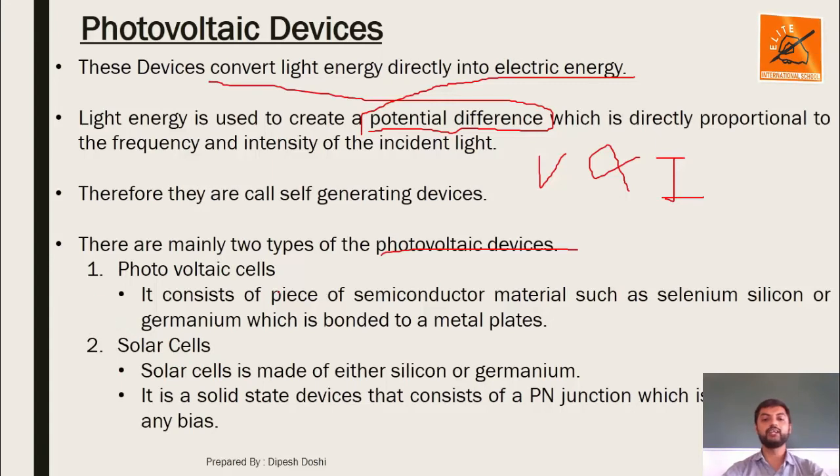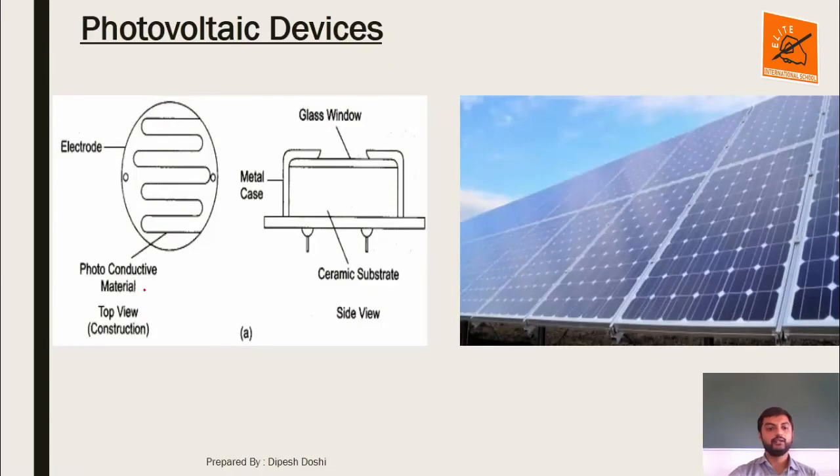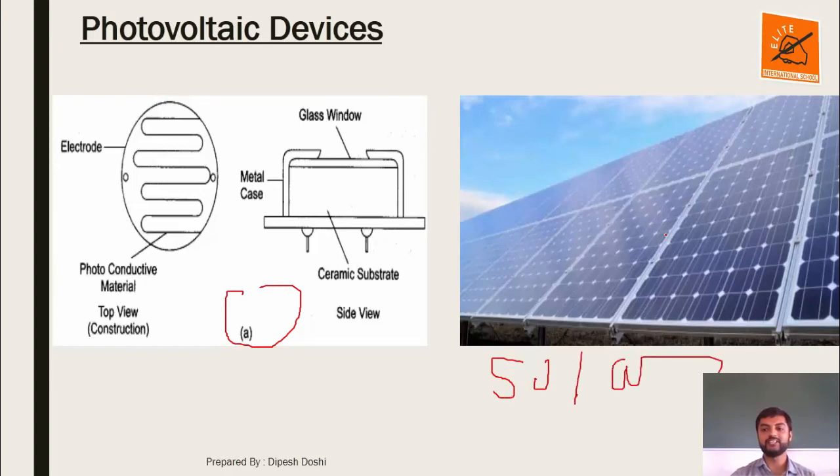In photovoltaic cells there is a semiconductor material such as selenium, silicon or germanium, which is bonded on metal plates. And in a solar cell, you all have seen solar cells. It is made of silicon or germanium, and it is a simple PN junction diode without any biasing. So this one is the photovoltaic cell and this one is the solar cell. You all have seen this type of cells on the rooftops of buildings.